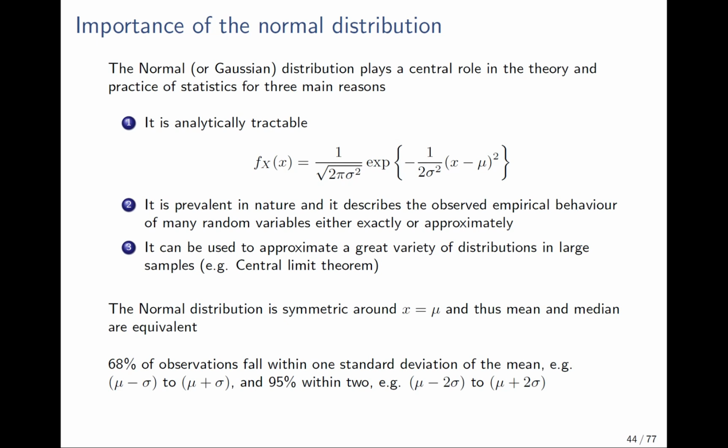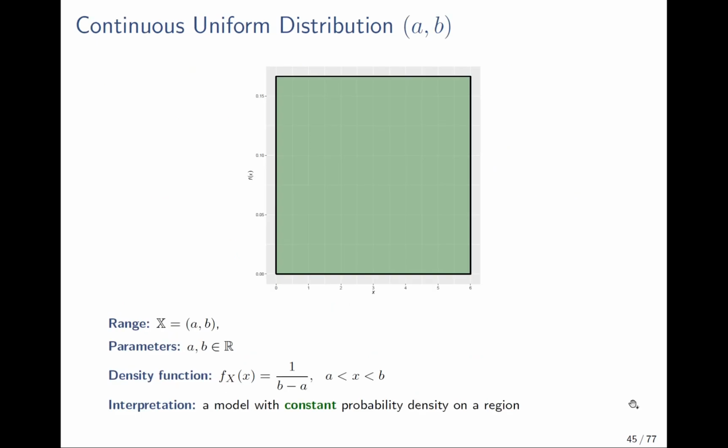So a very important continuous probability density function. We'll look at some other ones. Again, we'll do this briefly because we're actually kind of repeating a lot of the distributions we had in the discrete case, but we're looking at them for a continuous random variable. First is the continuous uniform distribution. This is a model, again, assigning constant probability density on a region.